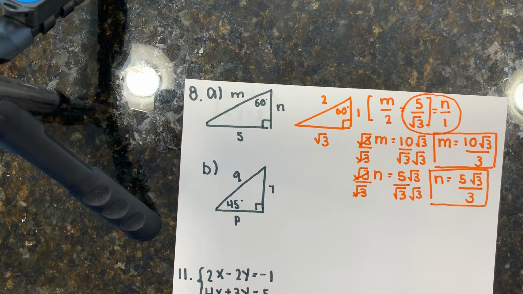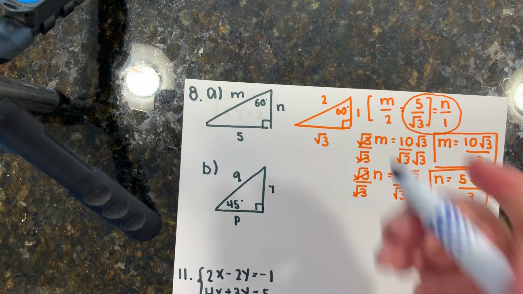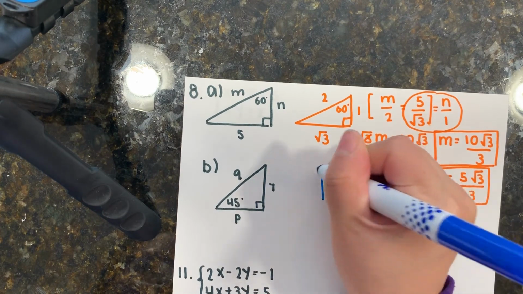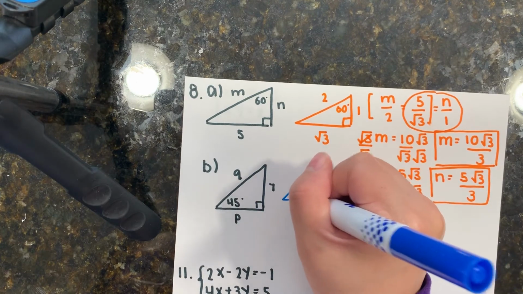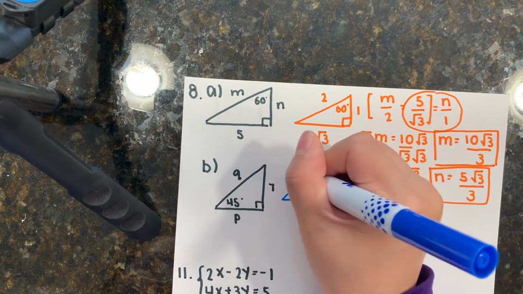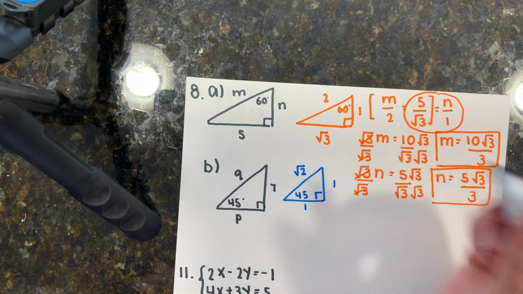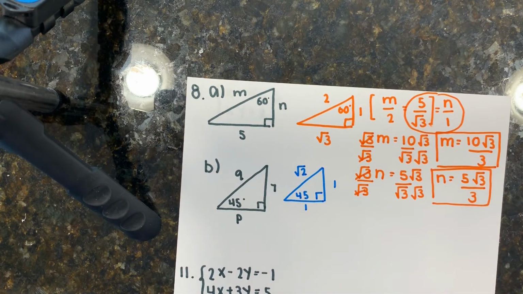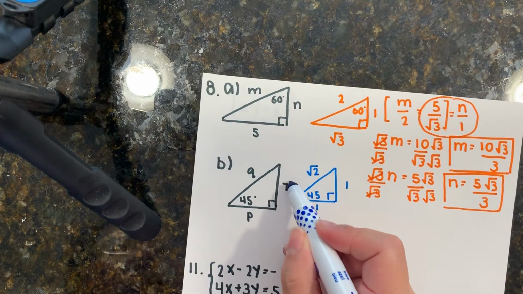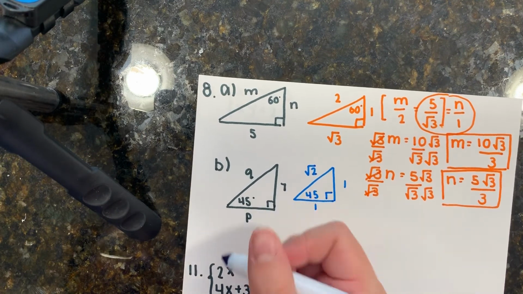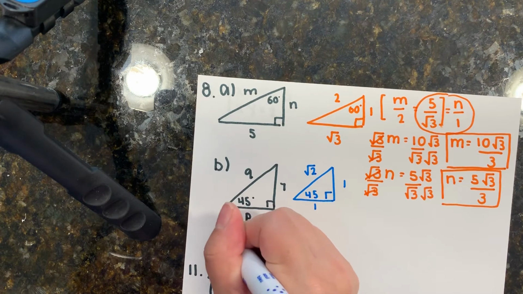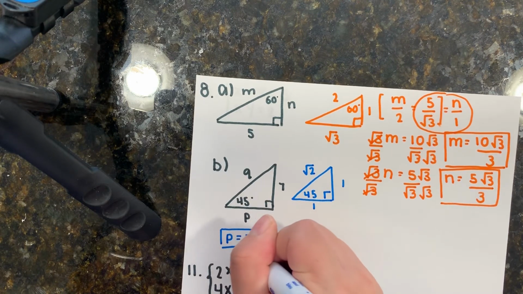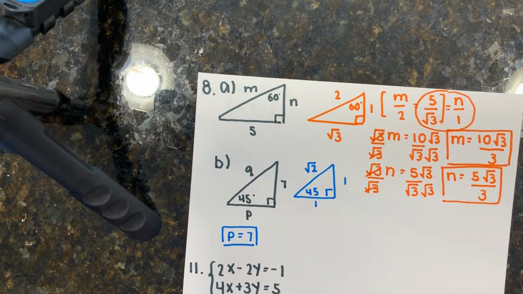Now moving on to b. For b, I'm going to draw my reference triangle also. In this reference triangle, each side is 1, hypotenuse is root 2. So notice that the sides are equal to each other on this one, which means that if this side is 7, that means P is also going to be equal to 7, because on a 45, 45, 90 triangle, the sides are equal to each other.